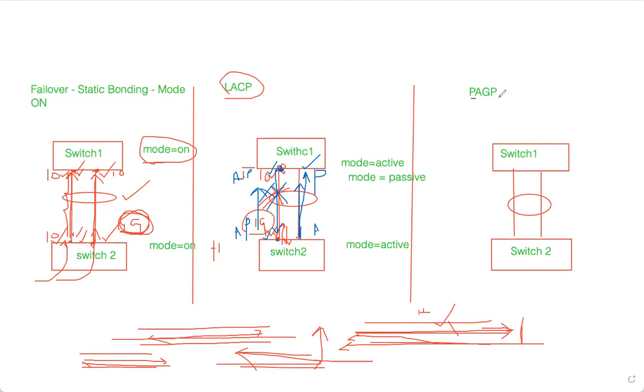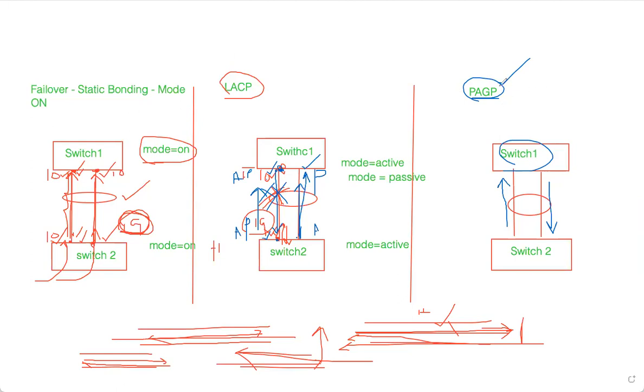Similarly, PAGP. In the PAGP, you send the traffic, you receive the traffic, both, but this will be supported only on the Cisco proprietary devices. For example, Cisco switches, Cisco devices can only support PAGP. No other vendor supports PAGP. It's a Cisco proprietary. The full form, I forgot to tell the full form.